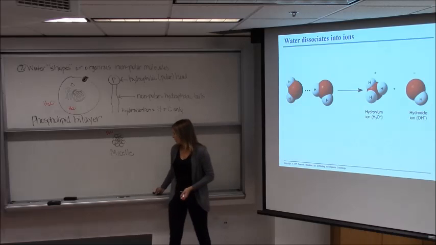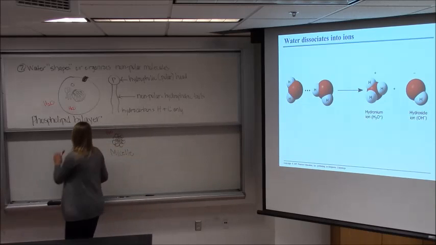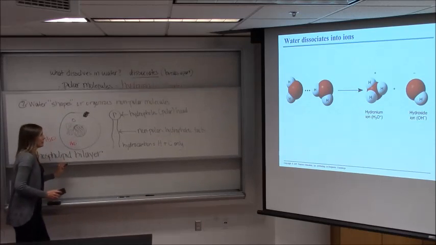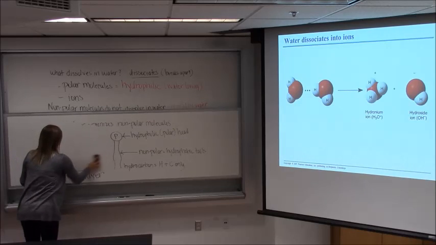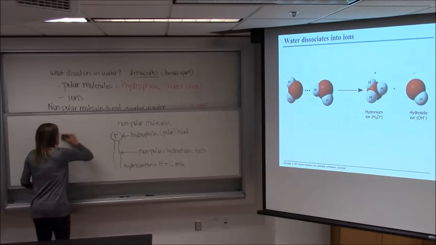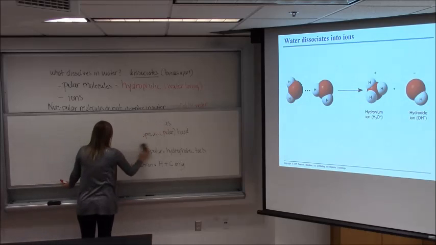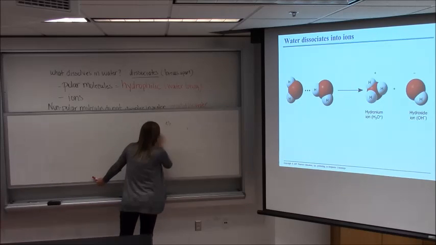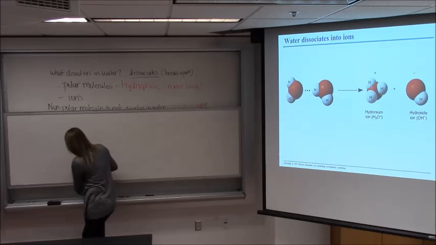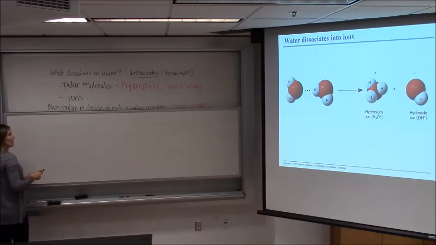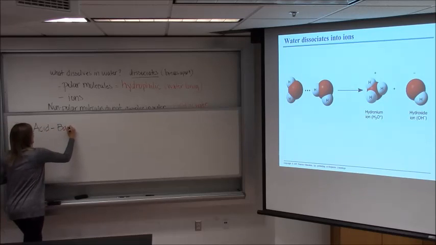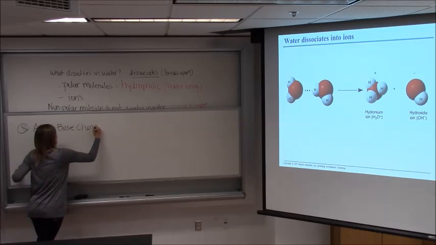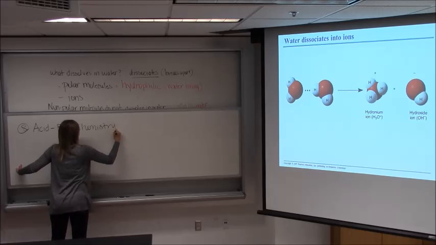Okay, we have one more important property of water to discuss. And this one is a little more involved. So this will be number 8 on your list. And that is that water dissociates into ions. We're not going to spend a ton of time getting into the details of the chemistry, but what this relates to is acid-base chemistry. And that is a very important component of living systems.